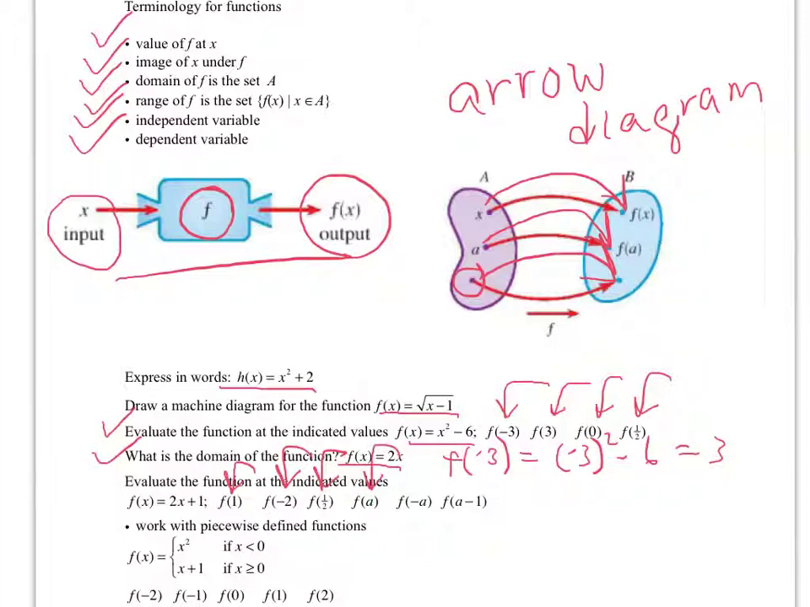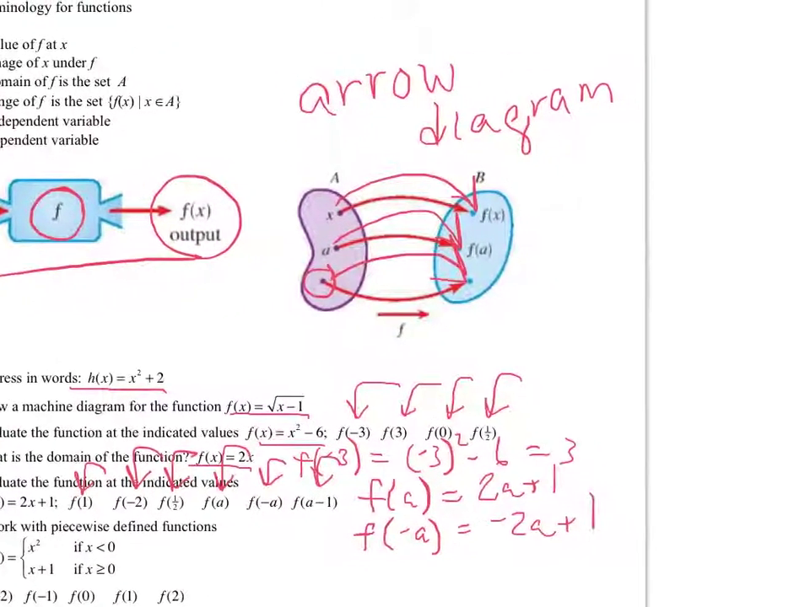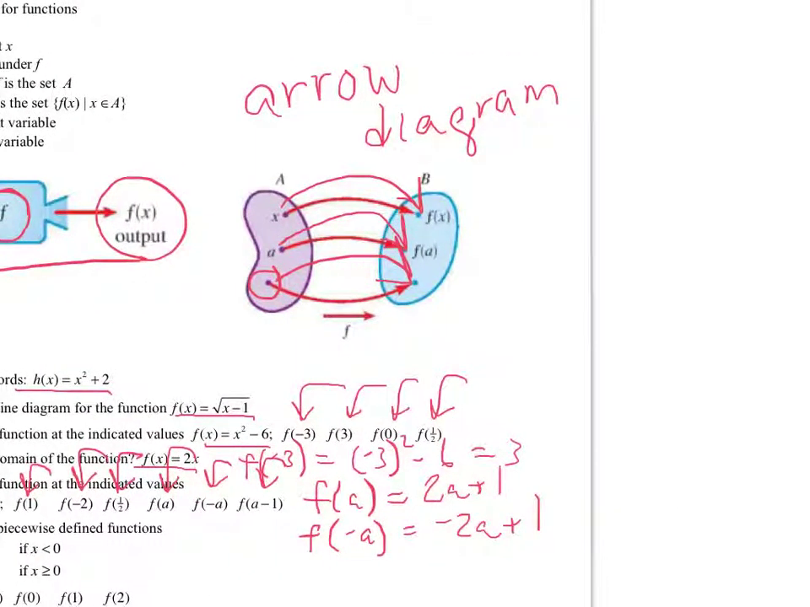So f of a will just be 2a plus 1. And then here, f of the negative of a will be negative 2a plus 1. And then f of a minus 1 just means substitute a minus 1 wherever x is.